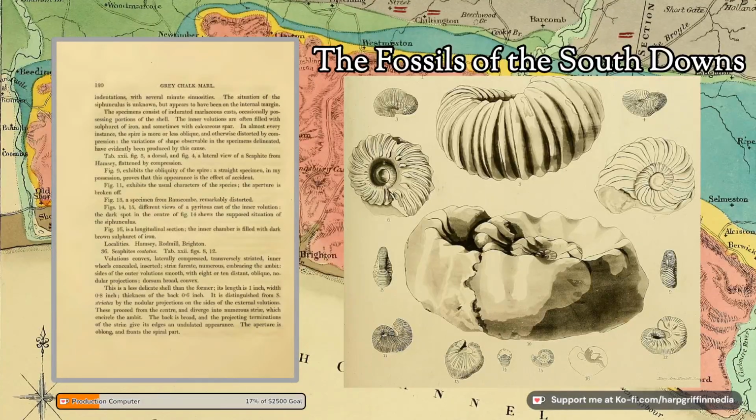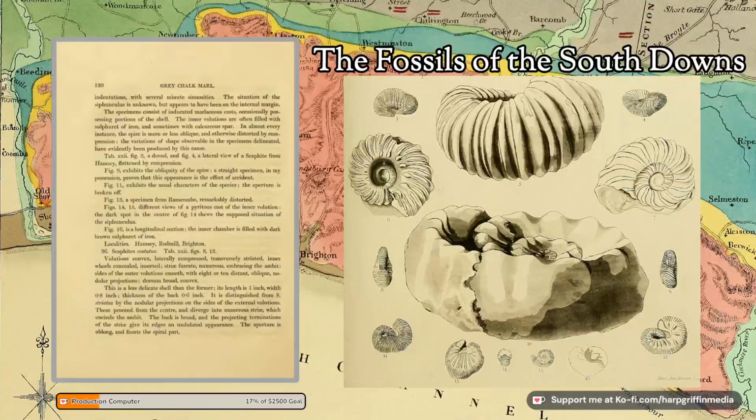36. Scaphites costatus. Tablet 22, Figures 8, 12. Volutions convex, laterally compressed, transversely striated, inner whorls concealed, inserted, striae furcate, numerous, embracing the ambit, sides of the outer volution smooth, with 8 or 10 distant, oblique, nodular projections, dorsum broad, convex. This is a less delicate shell than the former. Its length is 1 inch, width 0.8 inch, thickness of the back 0.6 inch.